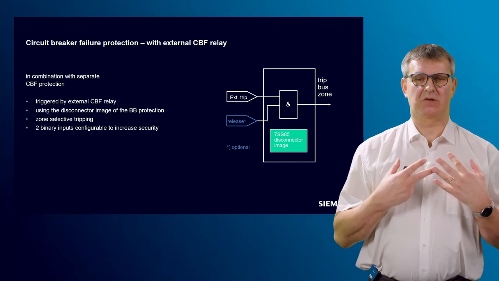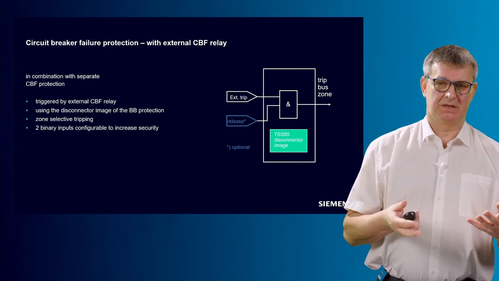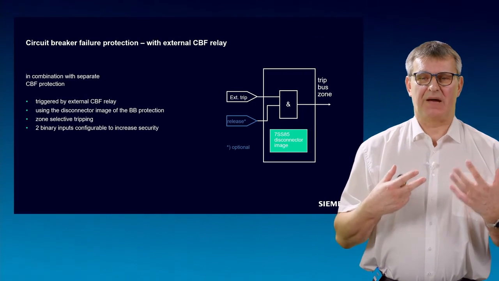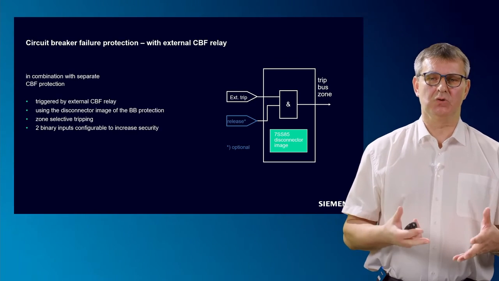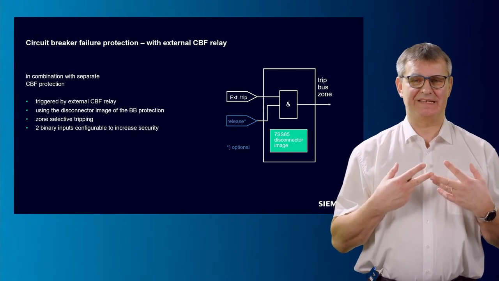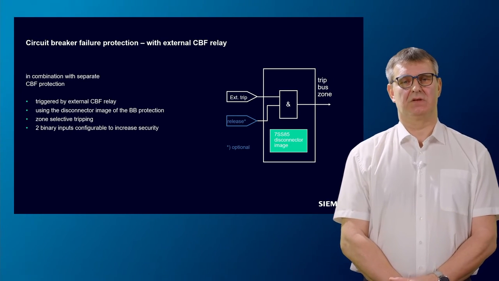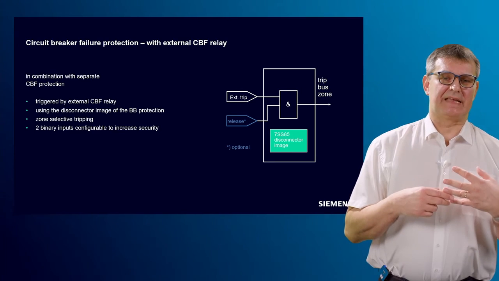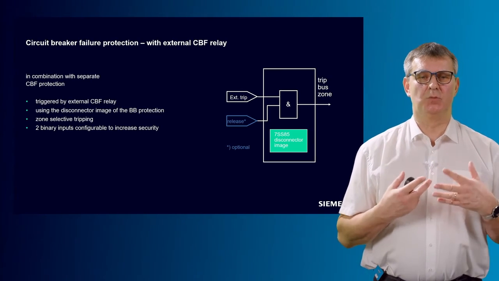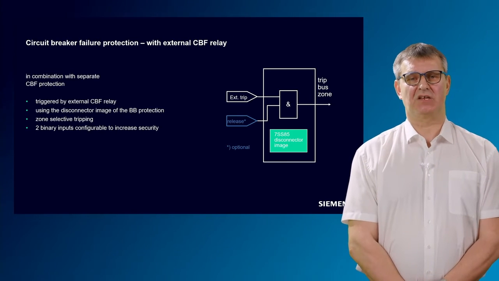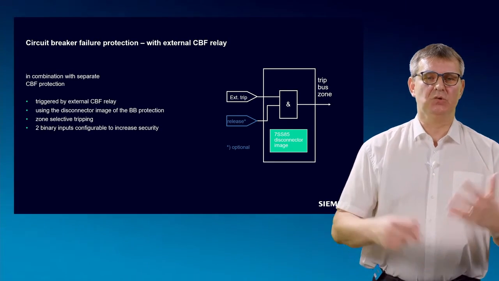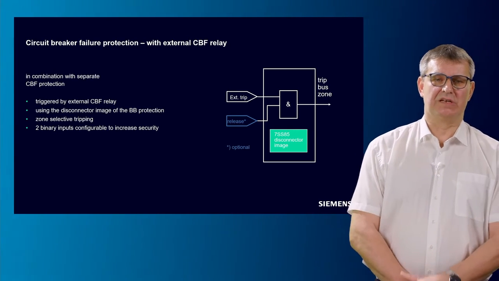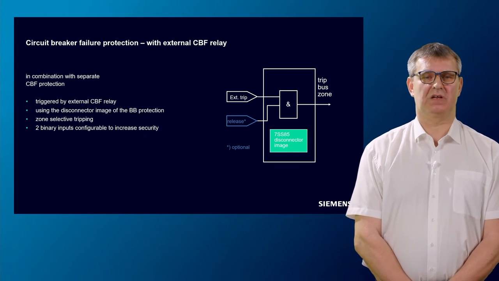You can use an external trip from a bay. So you will send an external trip to a bay and it will trip the bus zone to which this bay is assigned. Or you can also use an external trip directly to a bus zone. And here, this external trip to a bay is typically triggered by an external circuit breaker failure protection device, as I have said, and it's using the disconnector image of the busbar protection. And we have the zone selective tripping.